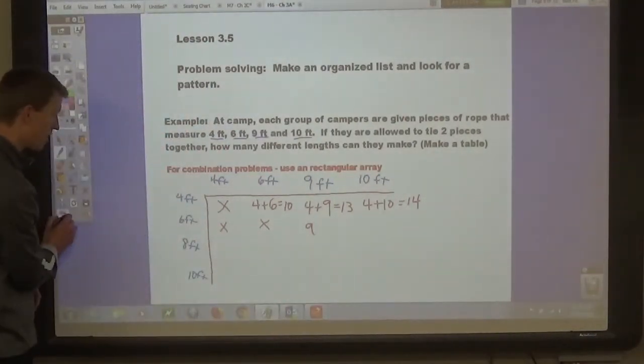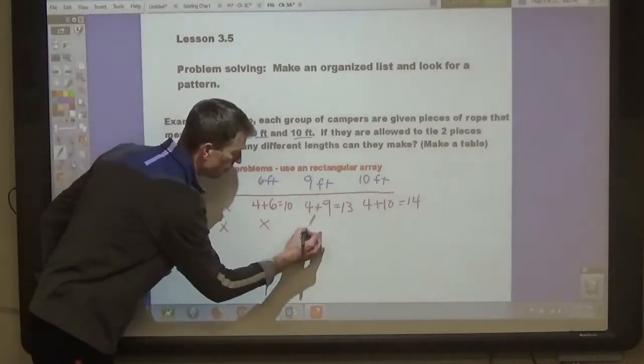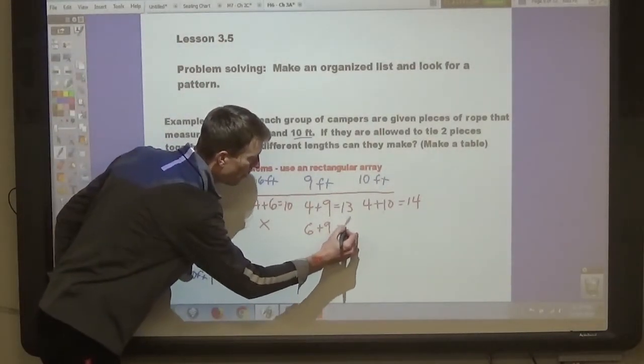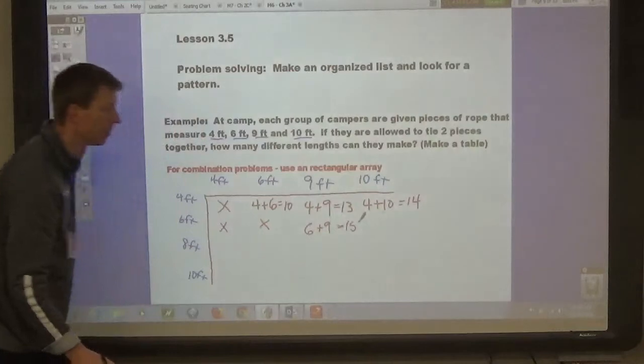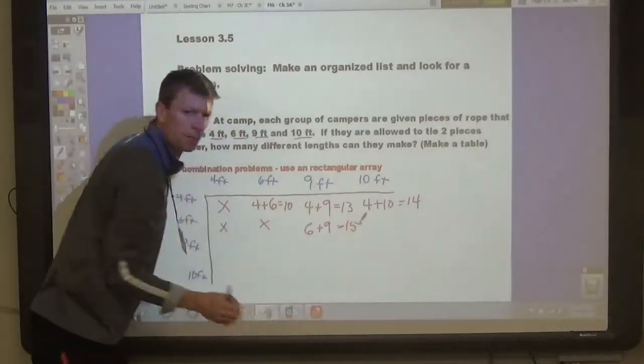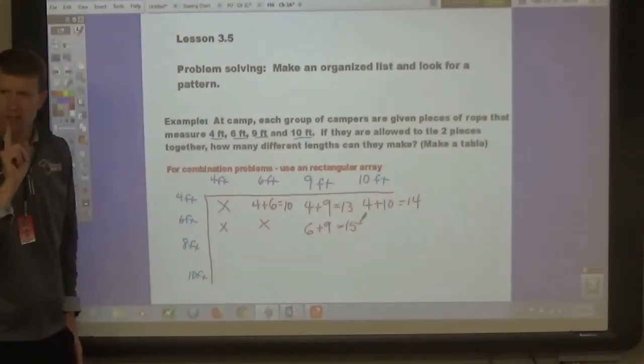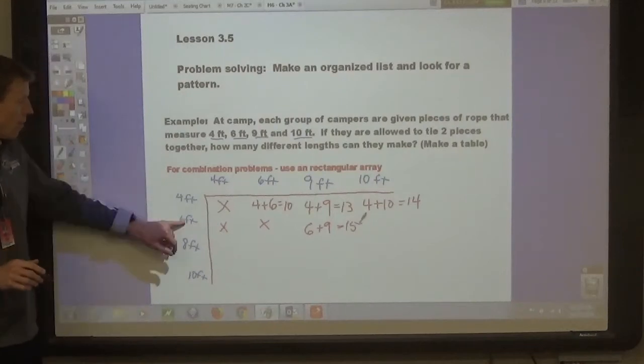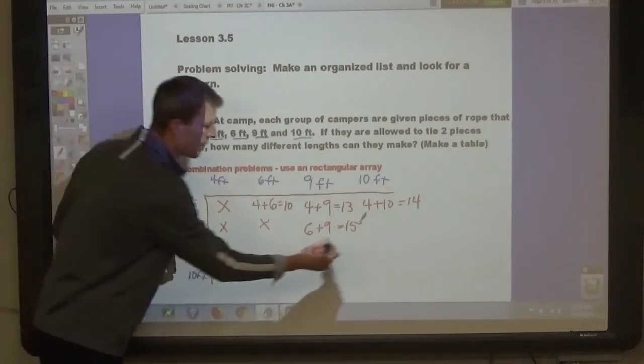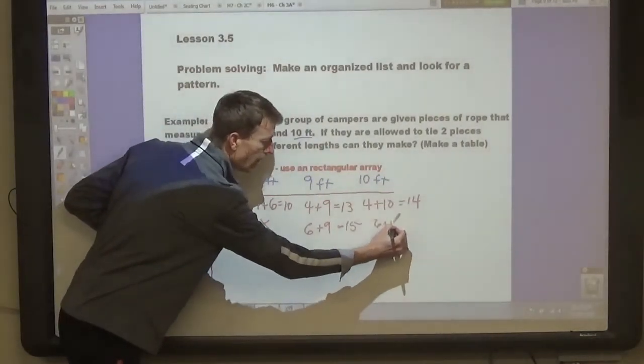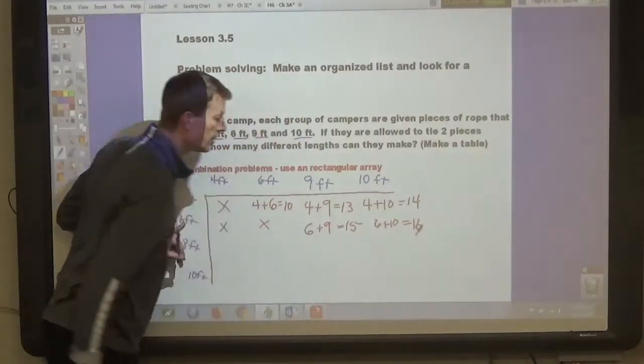Whoops, 6 plus 9. So we could make a 15-foot. Stop talking, raise your hands. Or a person with a 6-foot rope could attach it to a 10-foot rope and make a 16-foot.